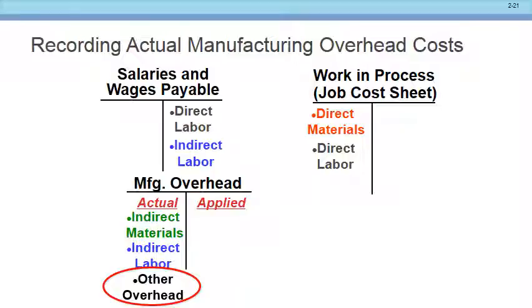How are we going to get this debit to manufacturing overhead? So if this is other overhead, and I take my depreciation entry, what's the journal entry for depreciation? Credit accumulated depreciation, debit depreciation. Good, very good. What's your name again? Marcel. Very good, Marcel.